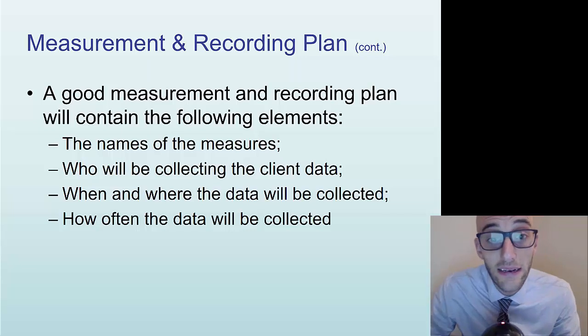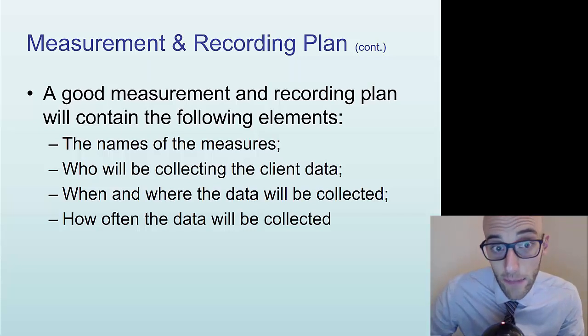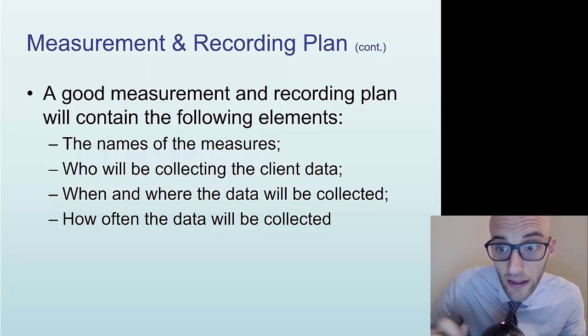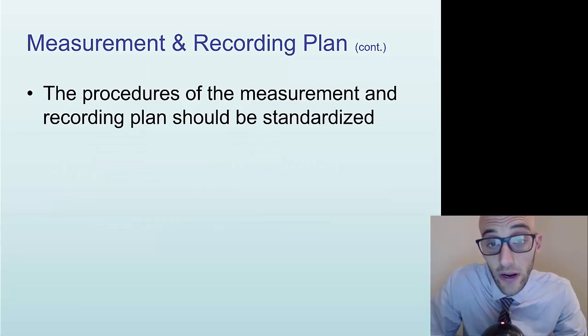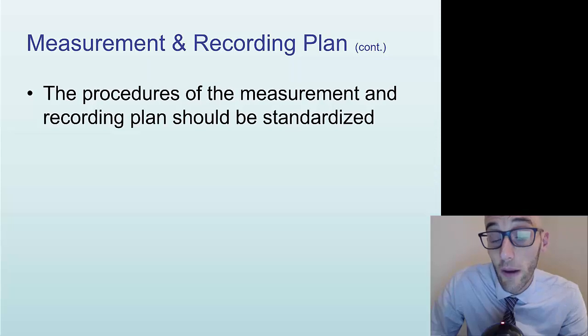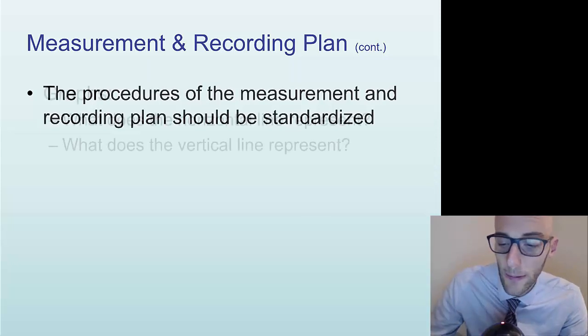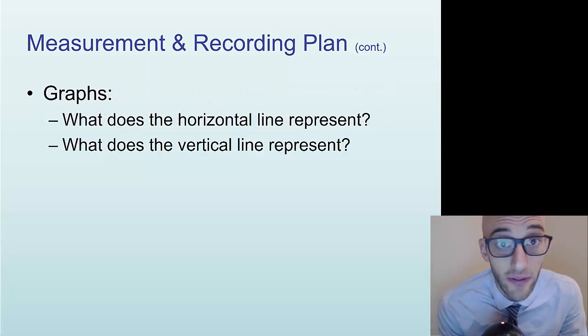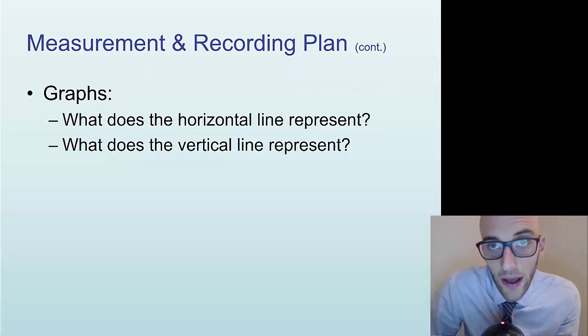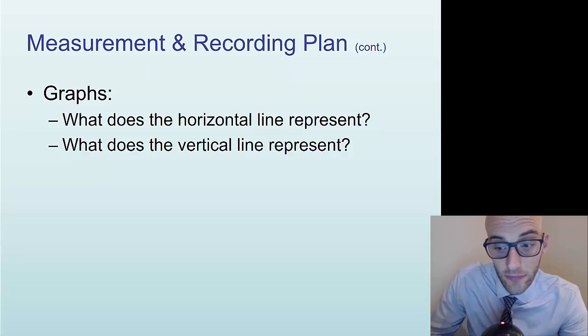A good measurement and recording plan should include the following: the name of the measures, what will be collected, when and where the data will be collected, and how often the data will be collected. Procedures of the measurement and recording plan should be standardized, good enough so that if somebody were to replicate the single system design, or potentially even pick up where you left off, they would be able to replicate the study and come up with pretty comparable results. And graphing is also going to be a big component of this course. So we'll look at different ways that you can graph your single system design.